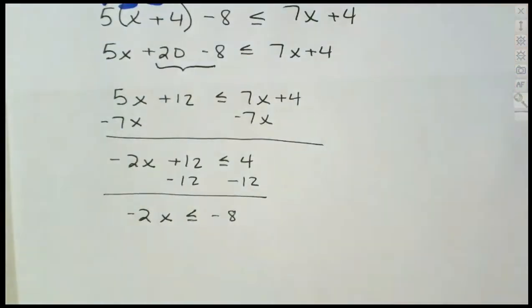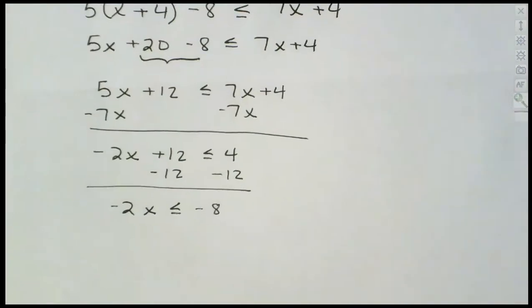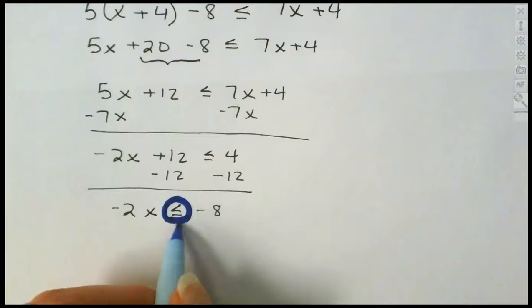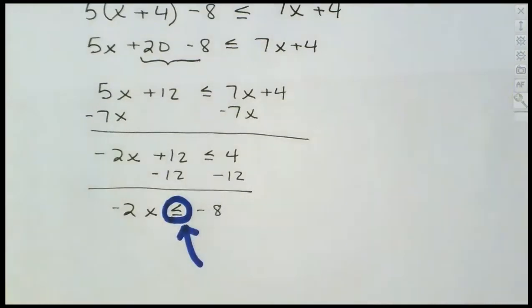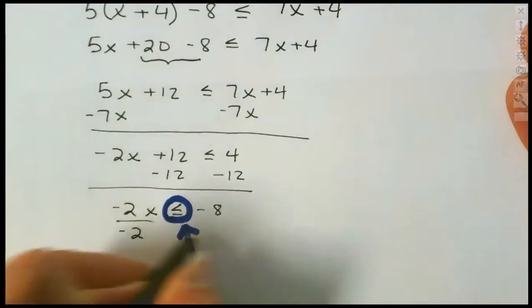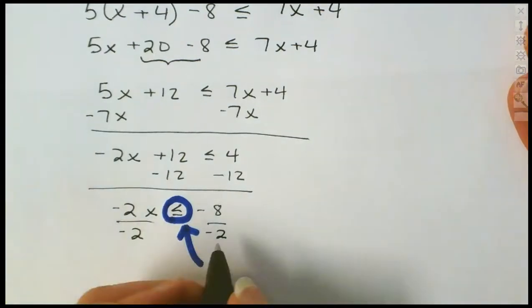This is where I'm going to show you an extra thing you have to remember with inequalities. Now, with equations, we would just divide and we would be done. But in an inequality, when we divide, and we're going to have to divide by a negative 2, when you divide by a negative, that's going to make that inequality flip. So when you divide by a negative 2, that flips your inequality. So when dividing by a negative, flip the inequality.